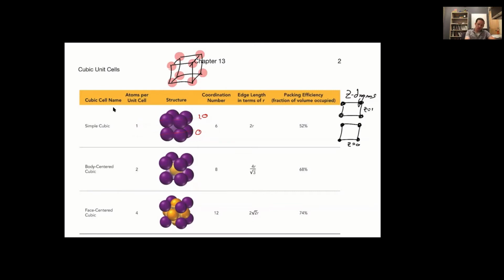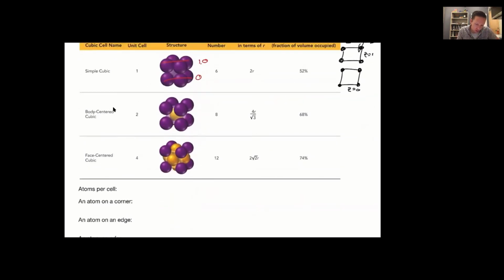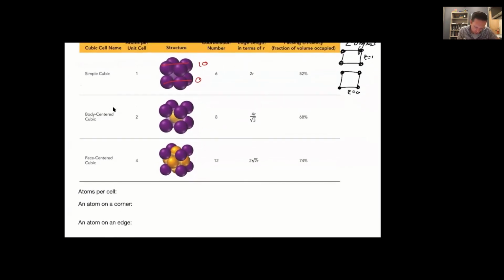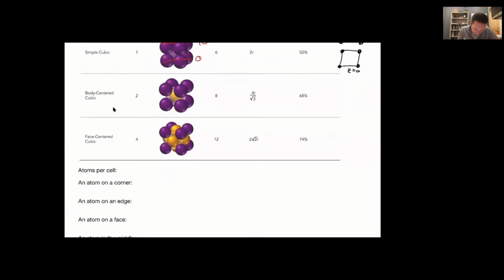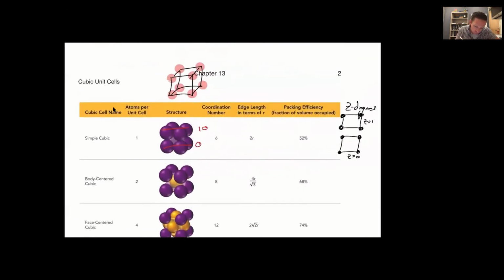And we're going to talk about these different things here in this table. How many total atoms are within the unit cell, coordination number, edge length, and packing efficiency. So first, atoms per cell. So with simple cubic, we saw only atoms on the corner. If an atom is on the corner, then each atom is 1/8 within the unit cell. So which one's easiest to see? Maybe this front one here on the left.